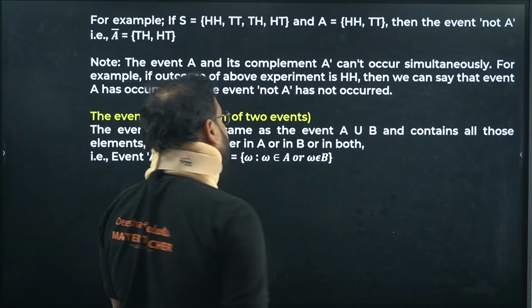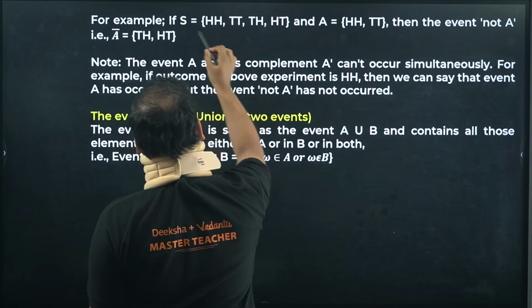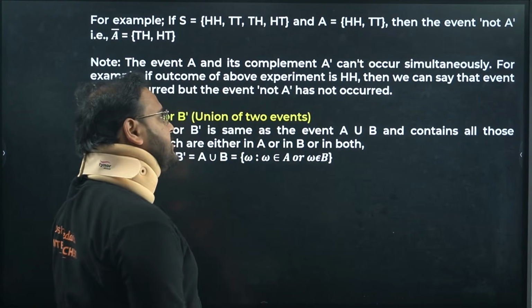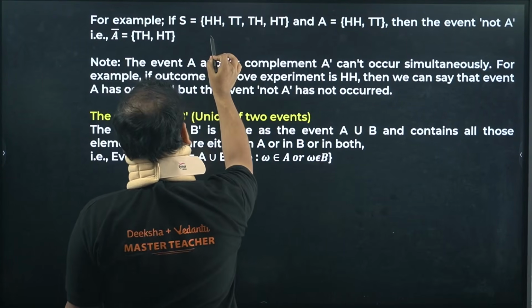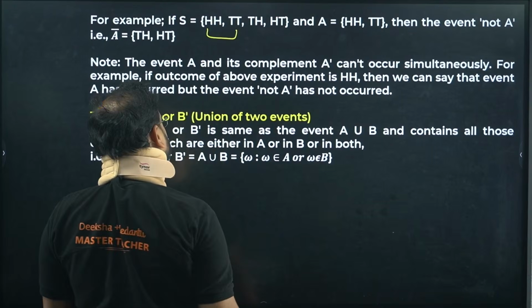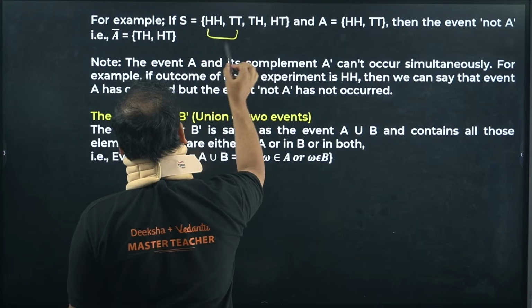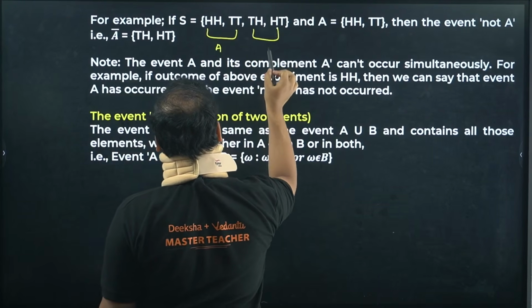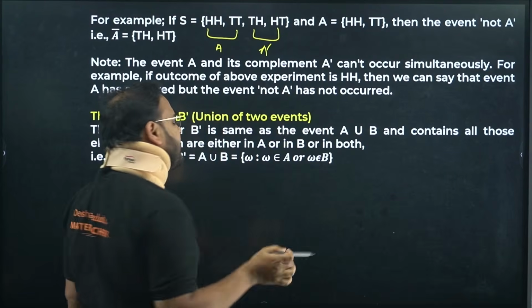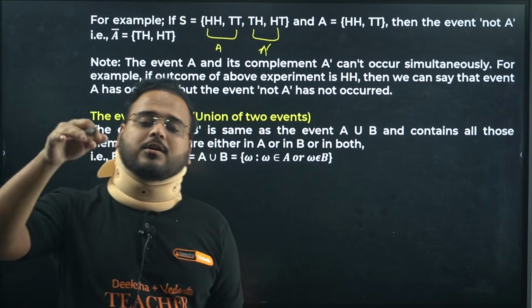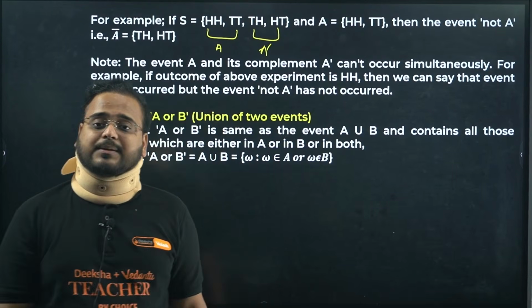For example, over here we have HH, HT, TH and TT as the sample space, and if A is HH and TT, then A dash will become what? The other two. If this is A, then not A will be everything but A in the sample space. We don't look outside the sample space, we always look inside the sample space only.